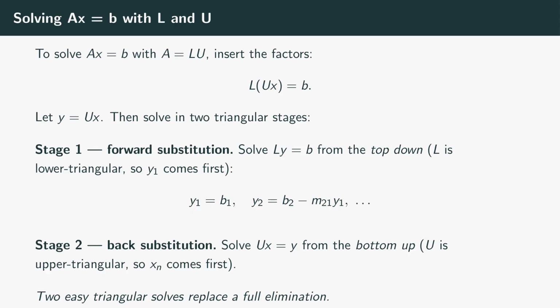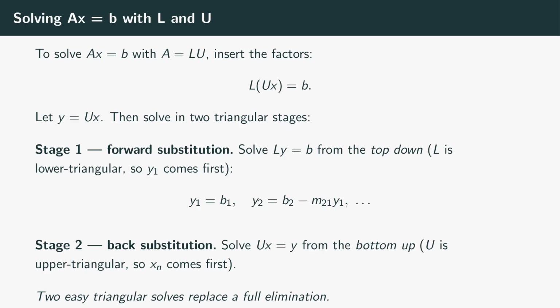Here is how the factorization pays off when you solve a system. You want to solve AX equals B, and you know A equals L times U. Substitute to get L times the quantity U times X equals B. Now give the inner part a name, let Y equal U times X. The single hard problem has become two easy ones. Stage 1, solve LY equals B. Because L is lower triangular with ones on the diagonal, you read off Y1 immediately, then Y2, then Y3, marching from the top down. That is forward substitution.